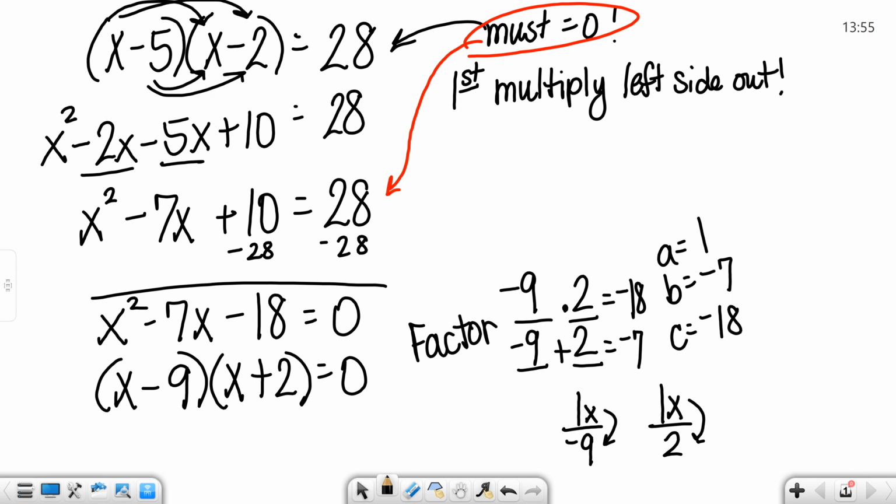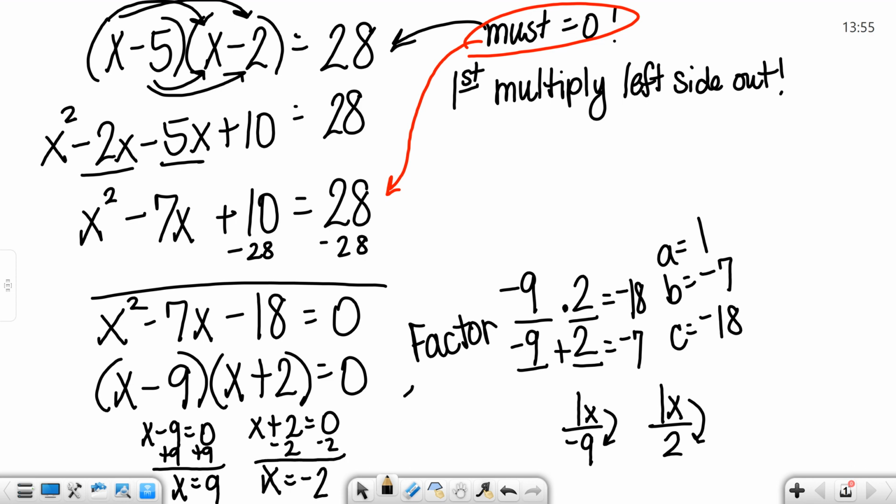Now we do the zero product principle and we set each factor equal to 0 and solve. So I get x is 9 and I get x is negative 2. So my solution set is negative 2 and 9. All right, we are almost done. We've got one more example here, and it is probably going to be your favorite, a word problem.